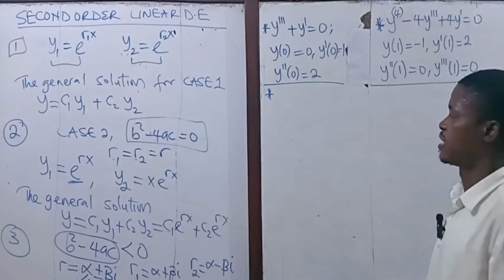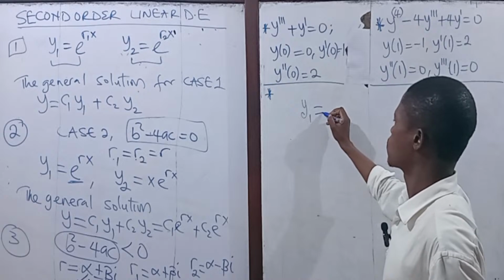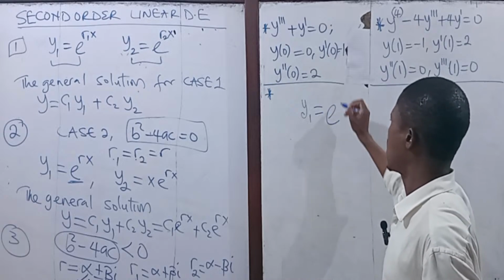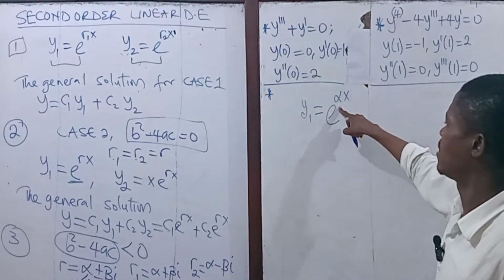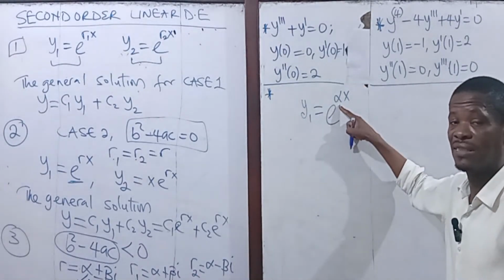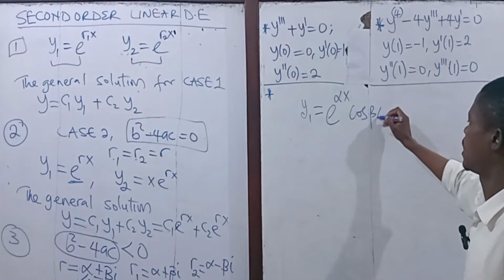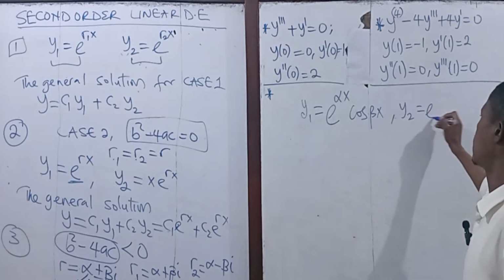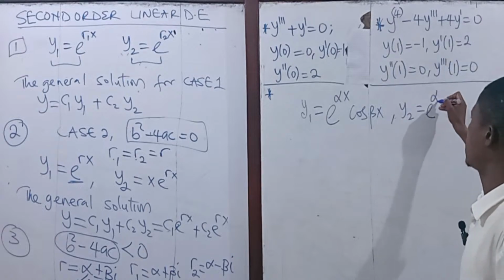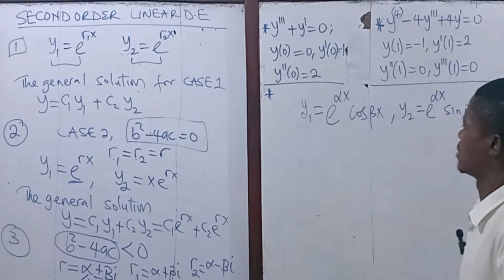The general solution for case 3 is going to be, we're going to have one of the roots, y1 equal to e to the power alpha x, where alpha is the real part, times cos beta x. Okay, y2 is equal to e to the power alpha x times sine beta x. Let me explain that.